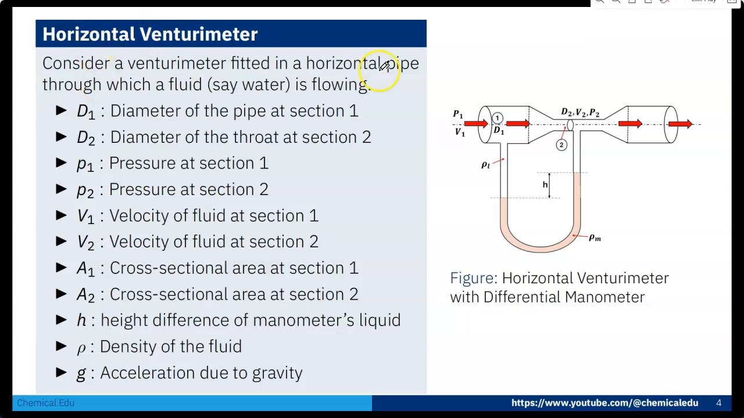Now horizontal Venturimeter. So first here I am taking 2 points, point 1 and point 2. Here D1 is the diameter of the pipe at section 1, D2 is the diameter of the throat at section 2, P1 the pressure at point 1, P2 pressure at point 2, V1 velocity at point 1 and V2 is velocity at point 2, A1 is the cross sectional area at the section 1 and A2 is the cross sectional area at section 2 or point 2, H is the height difference of the manometer's liquid, and rho is the density of the fluid, and G is the acceleration due to gravity.